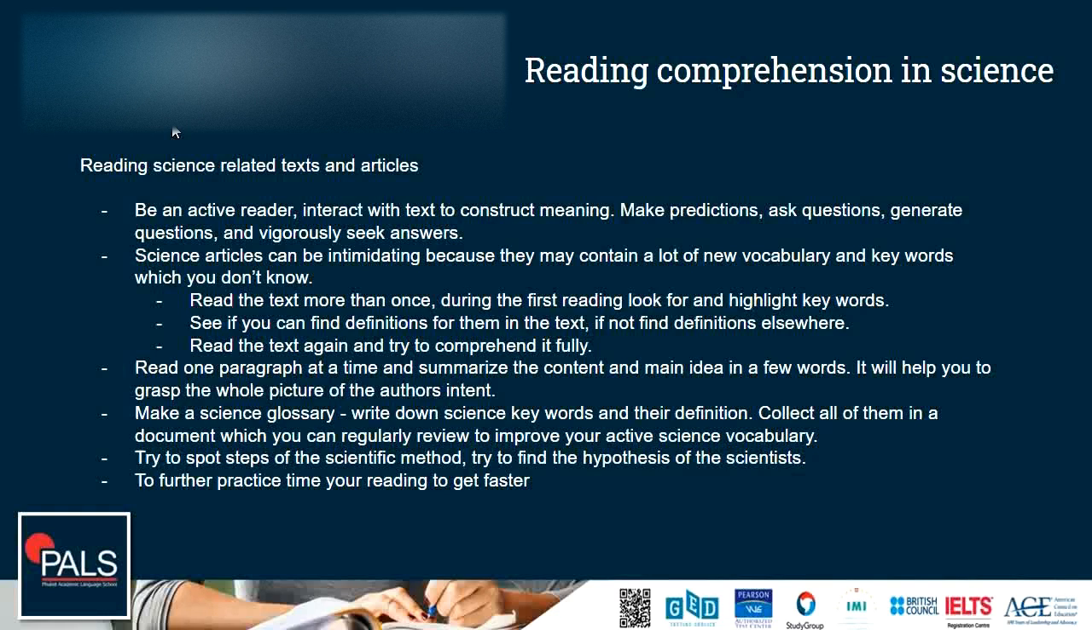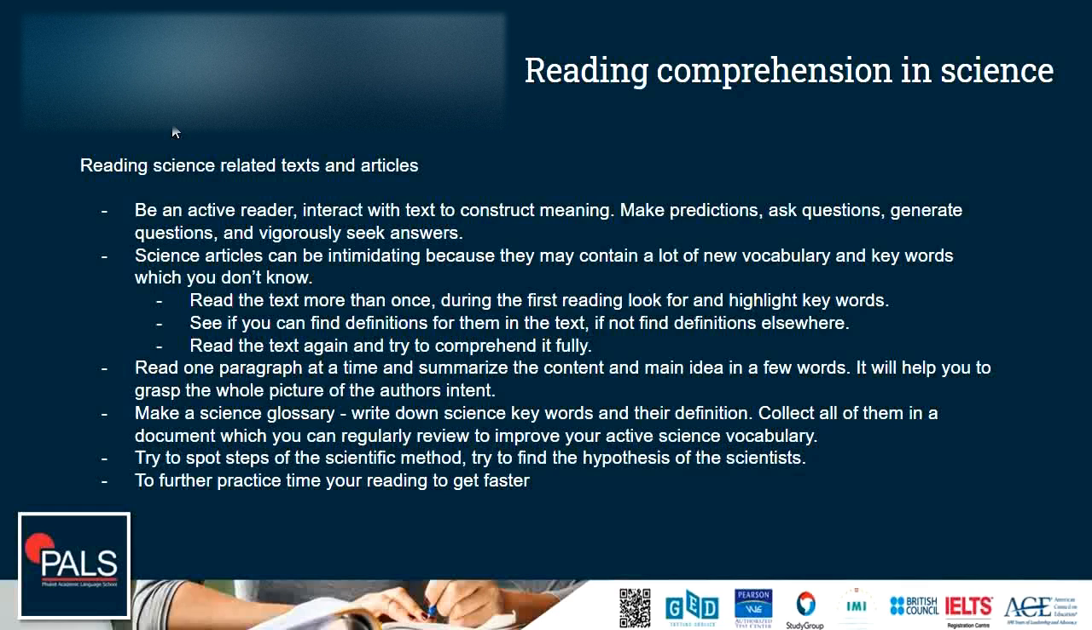So obviously, if you want to improve your reading comprehension, and you probably should, you should start by reading science-related texts and articles. Probably one of the most important things in general when reading something is approach the text as an active reader. Interact with the text to construct meaning. Be interested in the text. Don't look up science texts on a topic that is dull for you and that absolutely does not interest you. Look something up that you're interested in. And I'm sure everyone has a certain topic in science that he or she finds cool or interesting. So start with that.